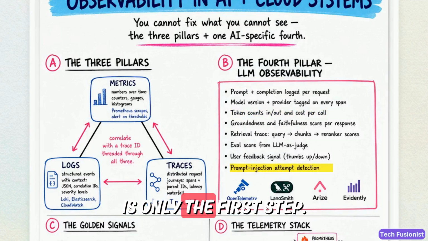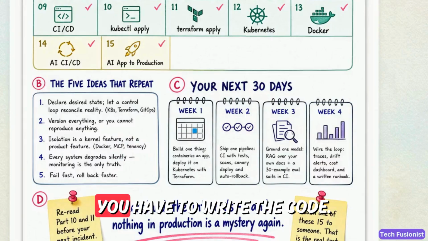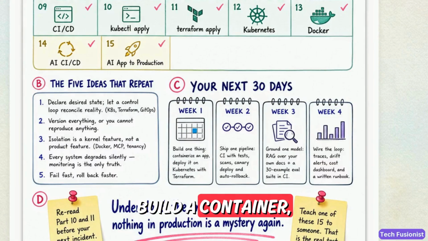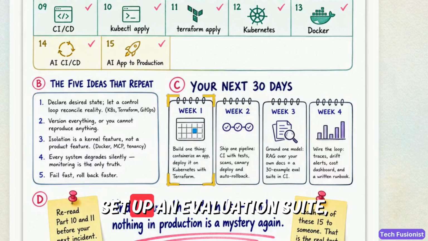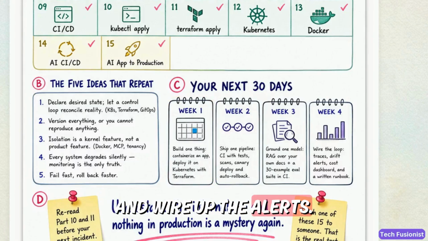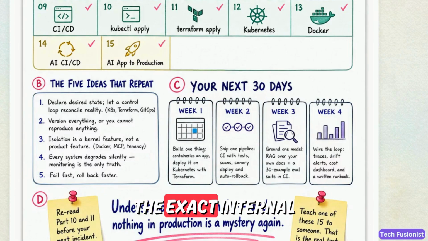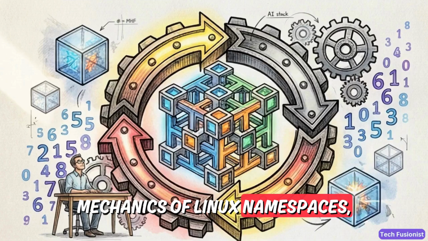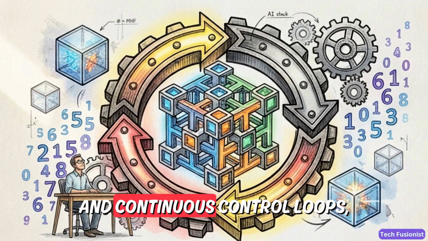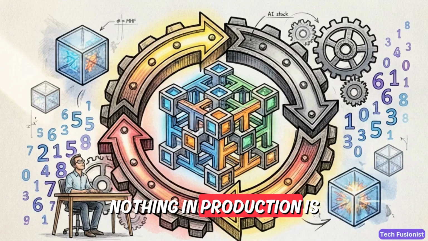Reading the diagrams is only the first step. Over the next 30 days, you have to write the code. Build a container, deploy it with Terraform, set up an evaluation suite, and wire up the alerts. When you understand the exact internal mechanics of Linux namespaces, transformer blocks, and continuous control loops, nothing in production is a mystery anymore.